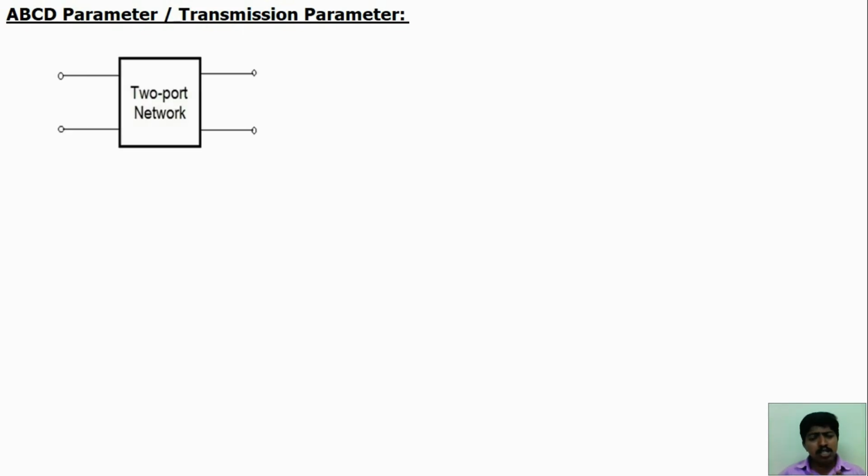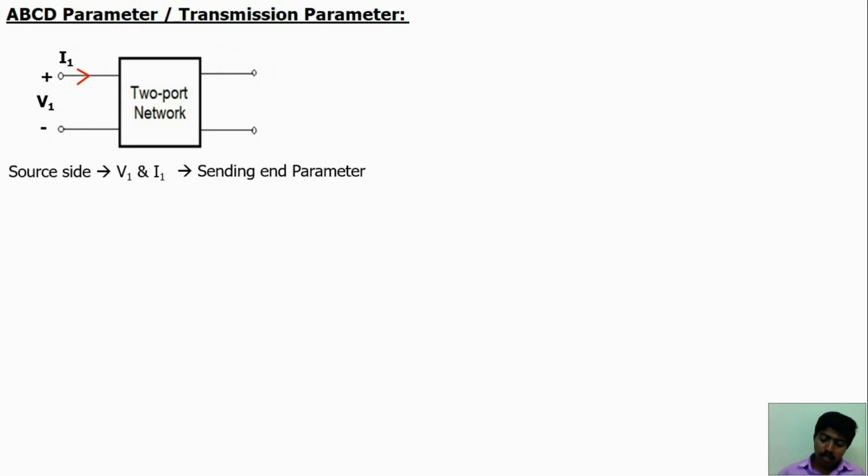This is the basic structure of a two-port network. The ABCD parameter is mainly used to analyze the electrical transmission lines, so it is called transmission parameters. V1 and I1 are source side parameters, called sending end parameters. V2, I2 are load side parameters, called receiving end parameters.